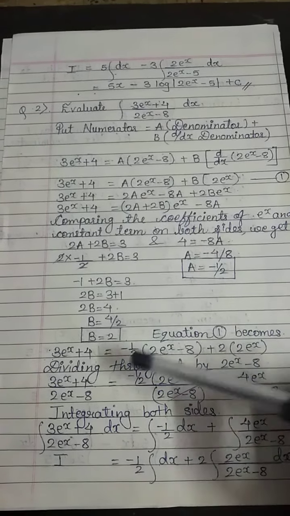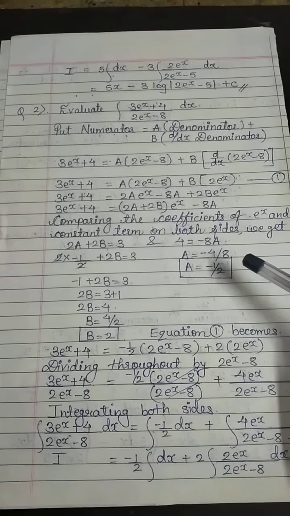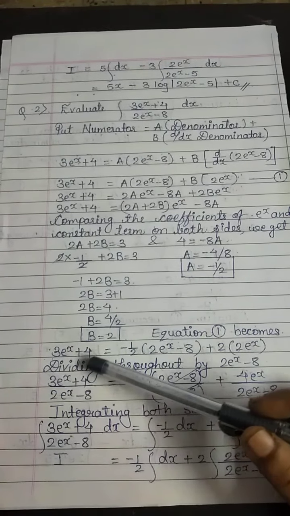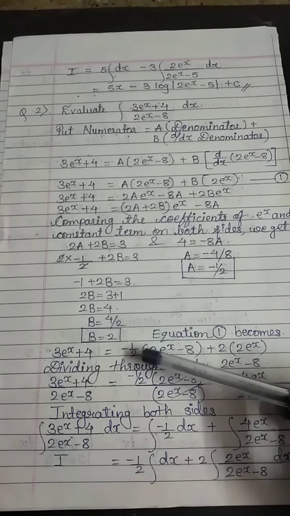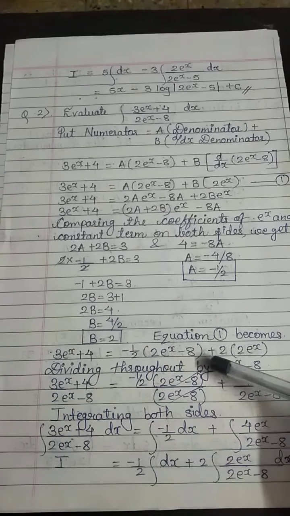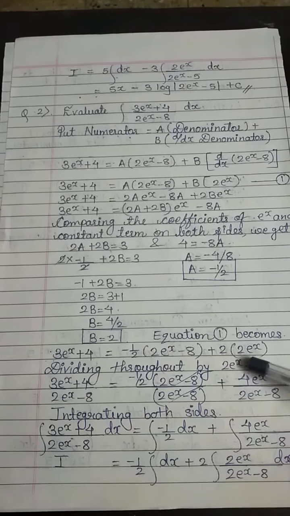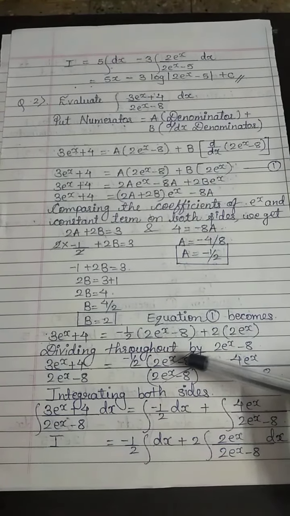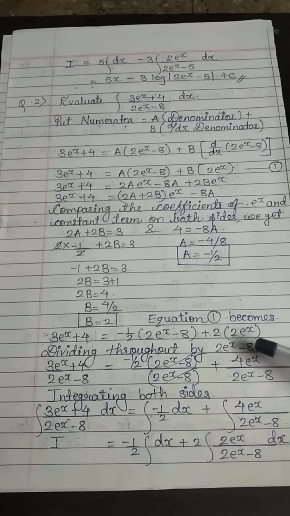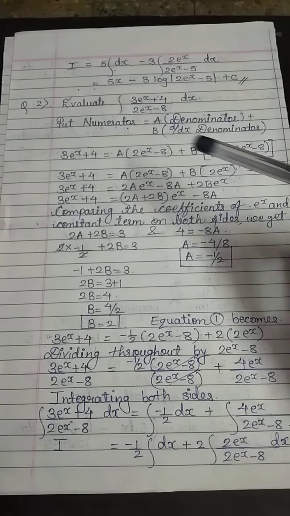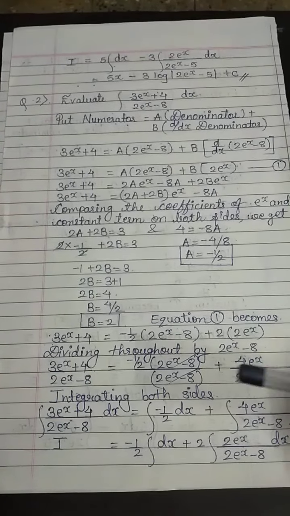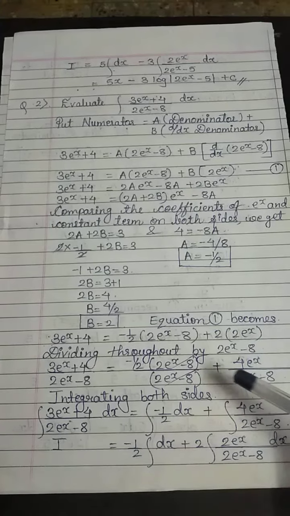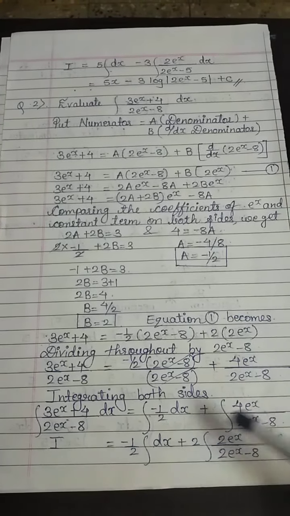Now since we know the values of both the constants, substituting the values in equation number 1, we will get 3e^x + 4 is equal to -1/2 into (2e^x - 8) plus 2 into 2e^x. Now before integrating, we will divide throughout by 2e^x - 8 because that term is required as a denominator before integrating. As we divide throughout by this term, the terms will get cancelled, and we integrate the remaining terms.